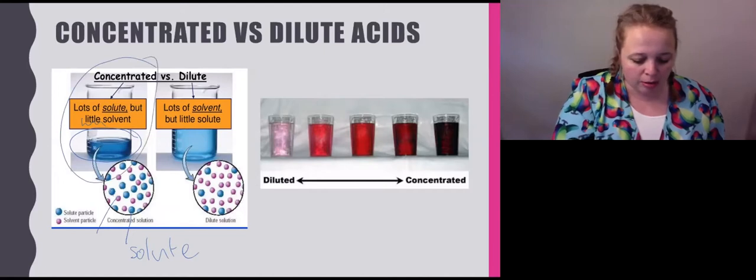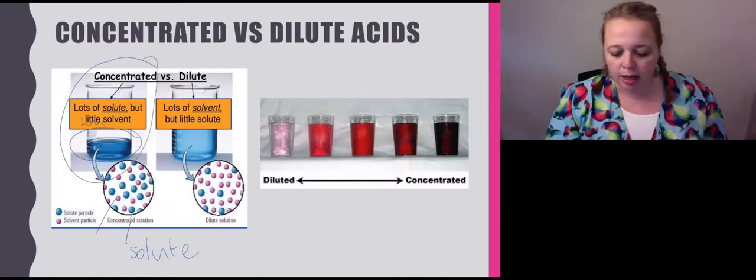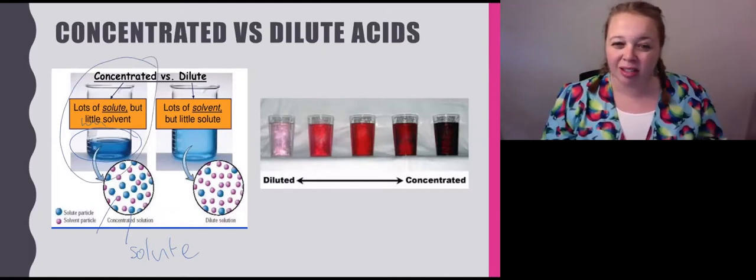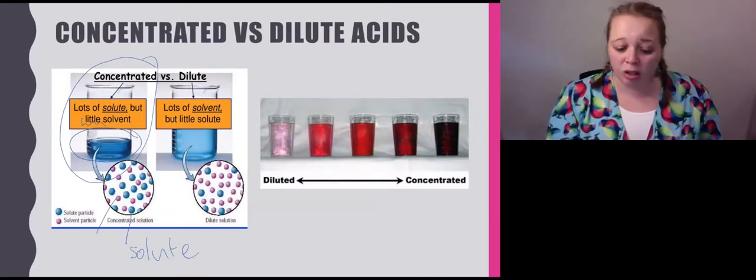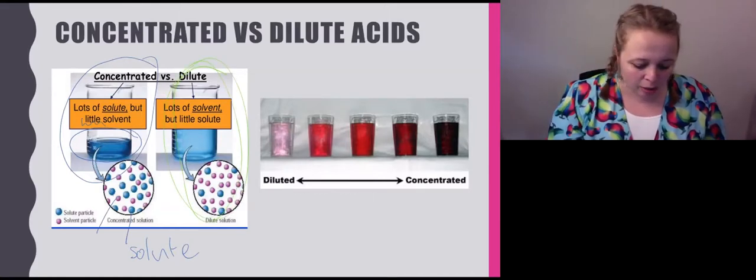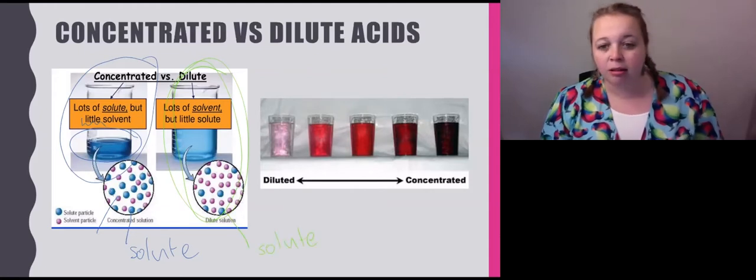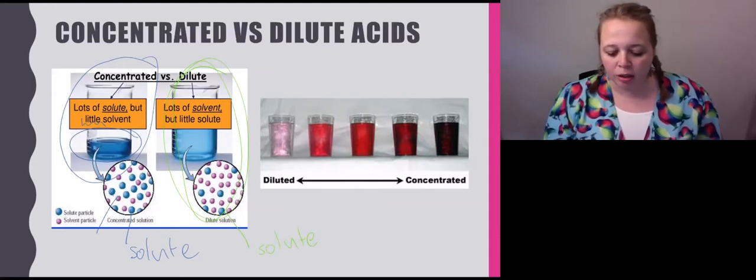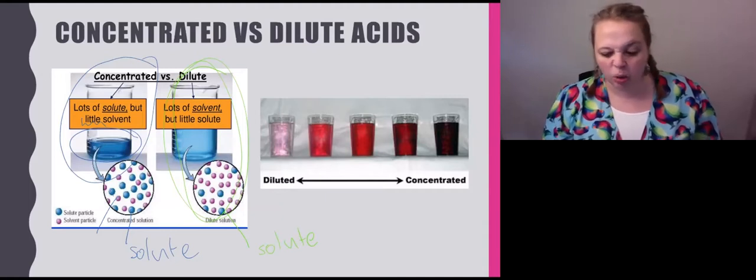So this one here is a concentrated solution. Alternatively, if you have lots and lots of solvent, not much solute, that gives you a dilute solution. So you can see here that there's not as much solute. You can see it really obviously with things like cordial.